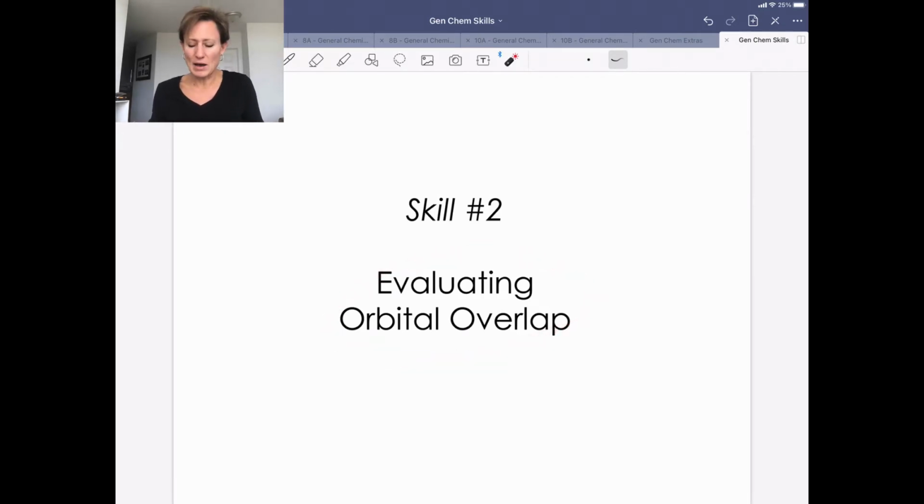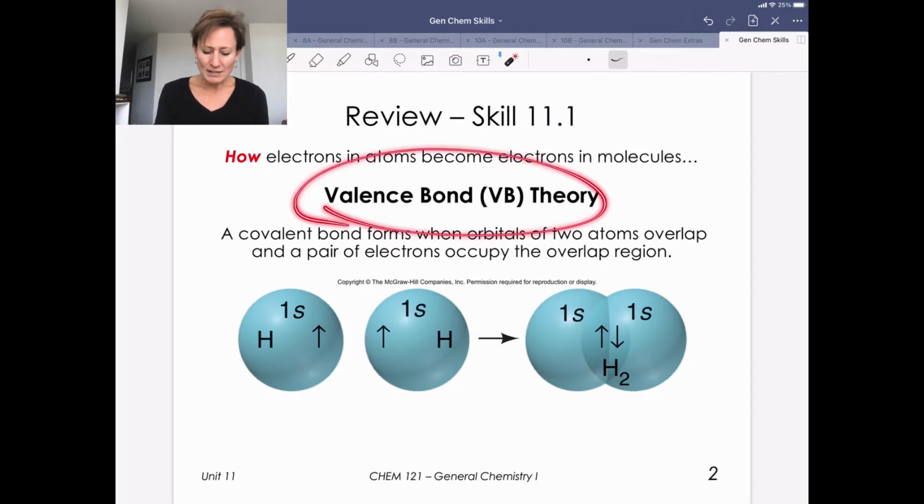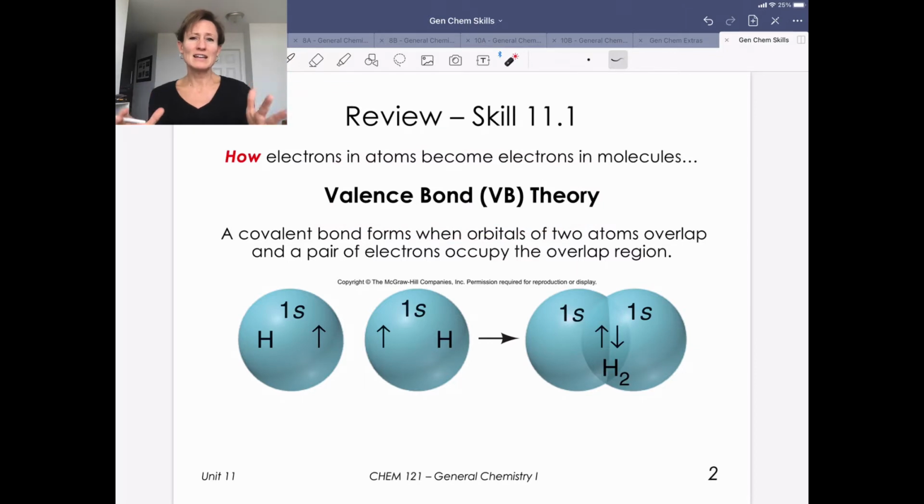So let's just review a couple of skills here to think about how we are going to be forming these bonds, right? So in our last skill here in this learning unit, we talked about how we needed to hybridize orbitals to create equivalent orbitals so that we could have orbitals overlap. And so valence bond theory really allows us to think about how those orbitals overlap.